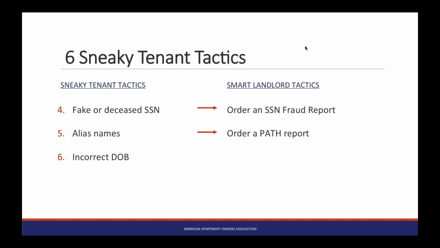The sixth sneaky tenant tactic, and the last one here, is an incorrect date of birth. This one is extremely important. Basically, if somebody gives you a bad date of birth, it will make the criminal search essentially useless. It's like you're searching for somebody completely different. The date of birth is a key data point in the criminal records. As I was mentioning before, a lot of criminal records don't have a social security number, so we go by date of birth and name primarily most of the time. So it's important to make sure that the date of birth is correct.